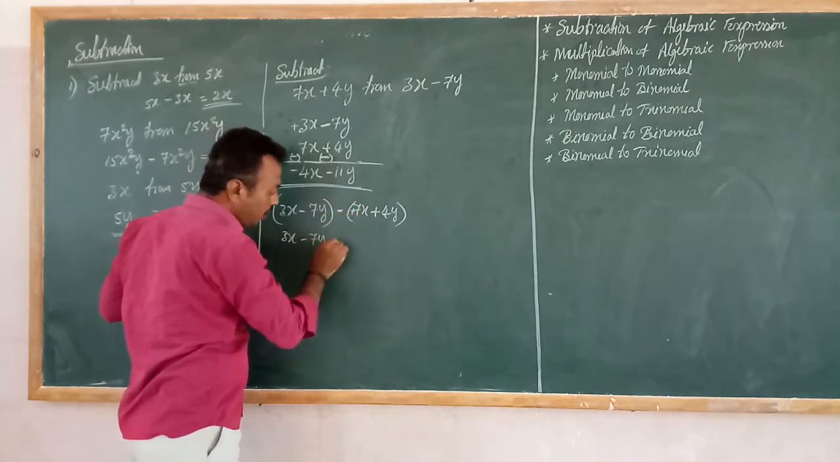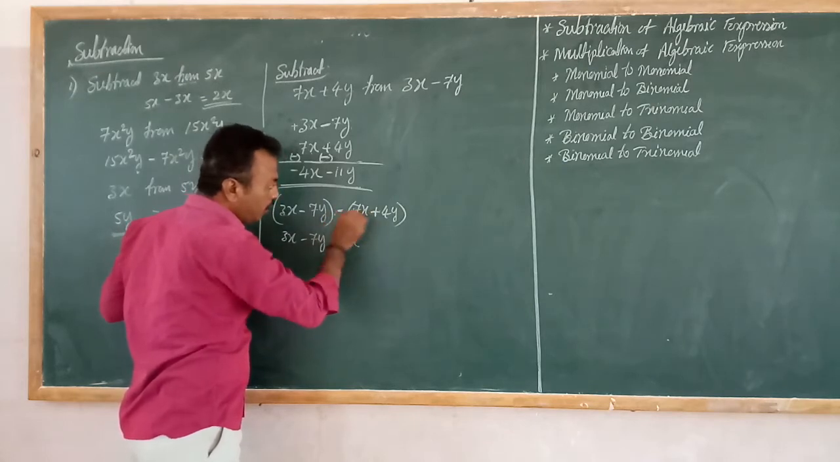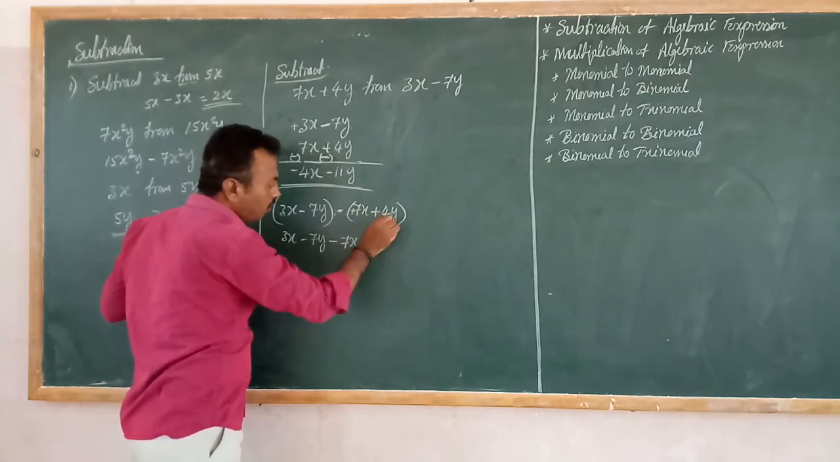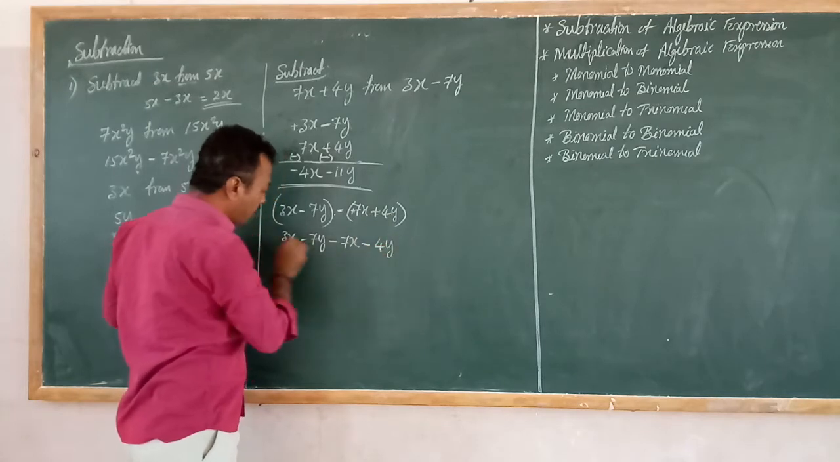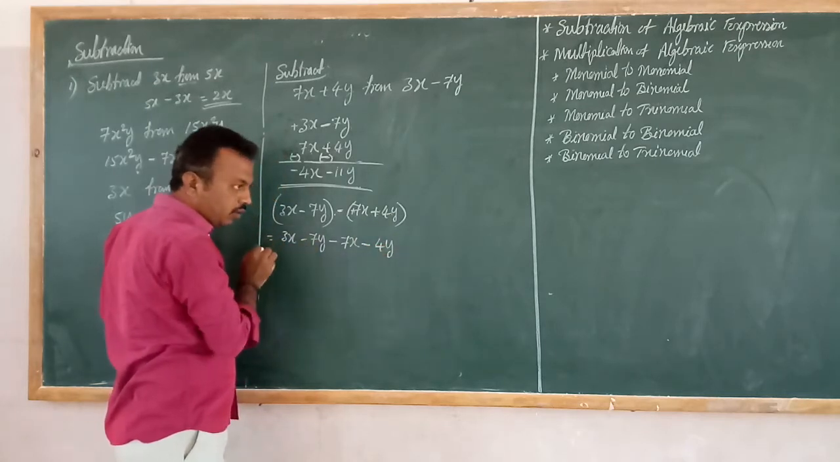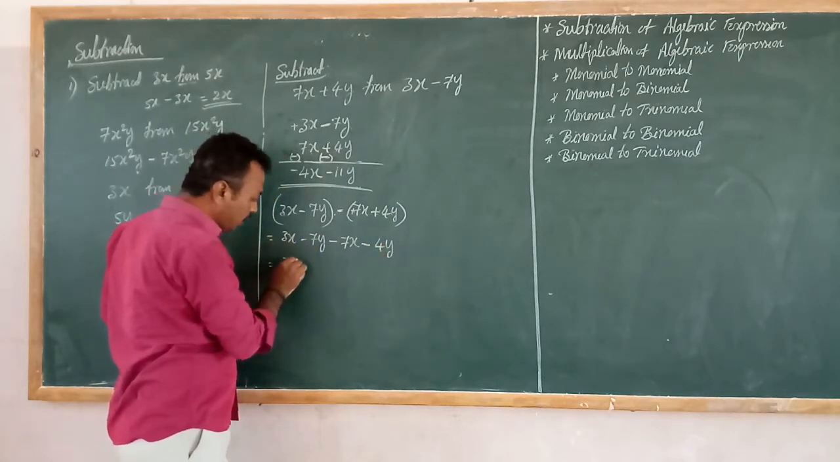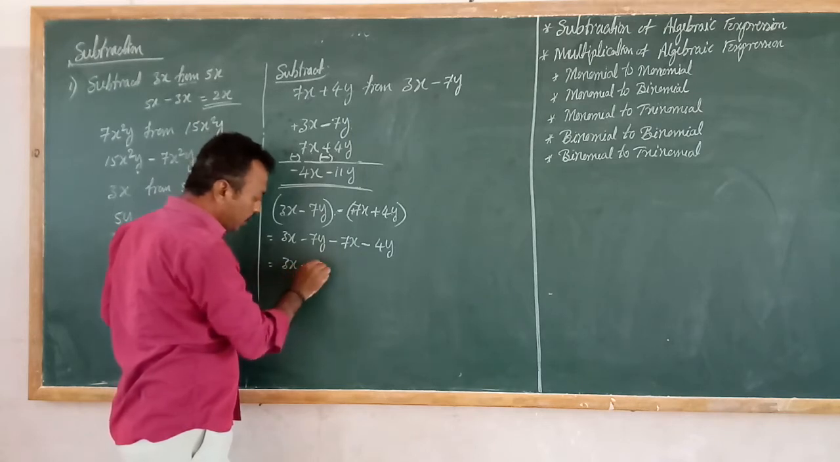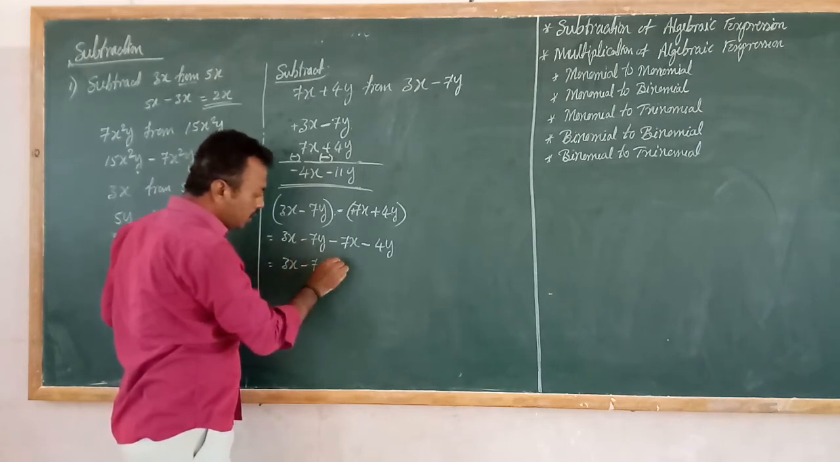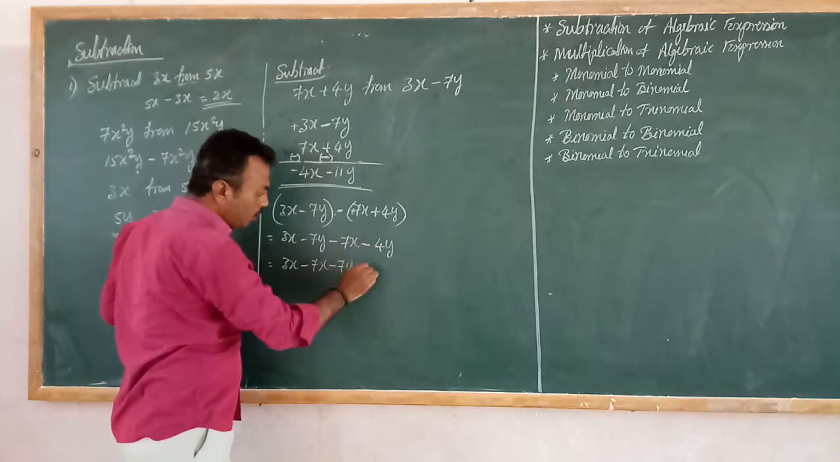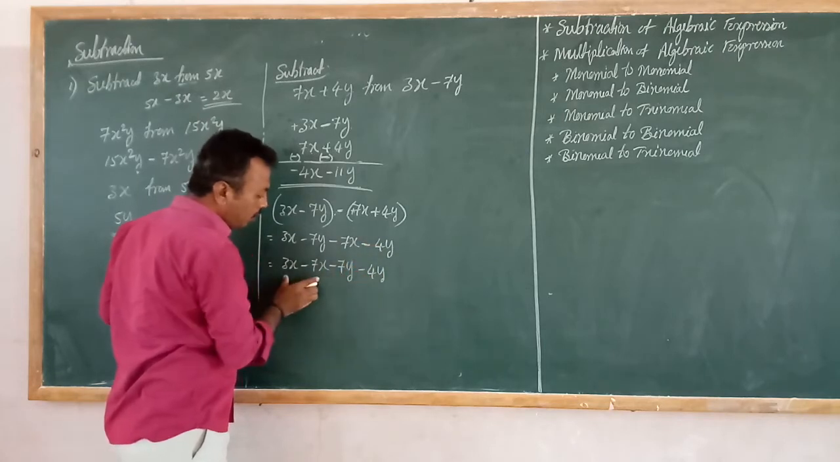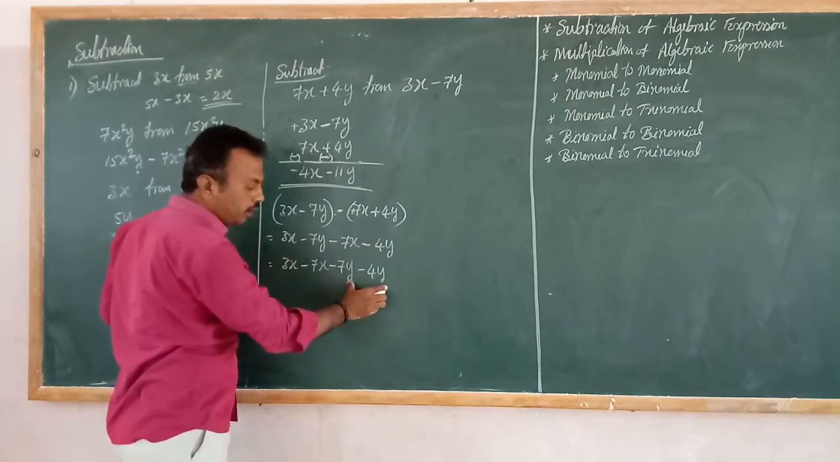Minus into plus minus, then we have to write 7x. After minus into plus minus 4y. After that, the like terms we have to write on one side. So 3x I will write here only, minus 7x I will write here. Okay. After that, minus 7y and minus 4y, one side you have to write. X terms you have to write on one side and y terms you have to write on the other side.